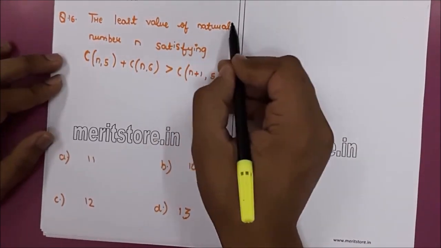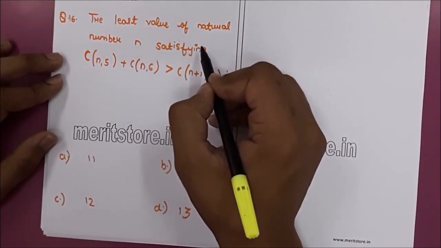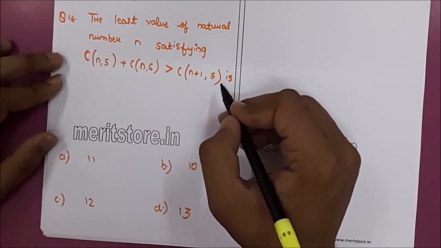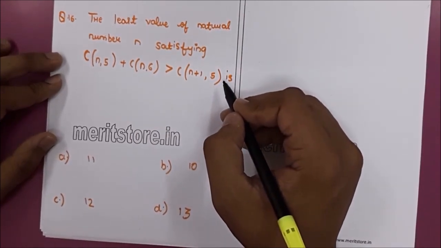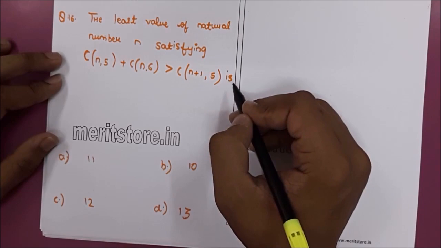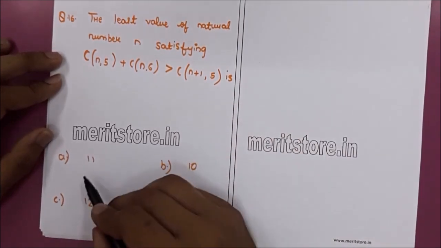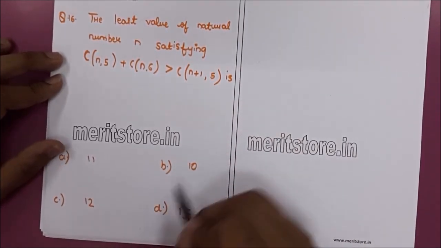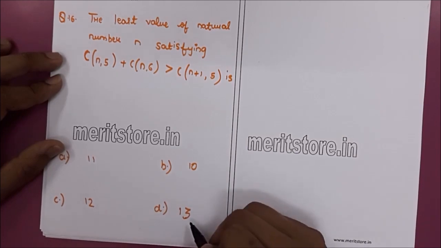The least value of the natural number n satisfying C(n,5) plus C(n,6) is greater than C(n plus 1, 5) is: option A 11, option B 10, option C 12, option D 13.